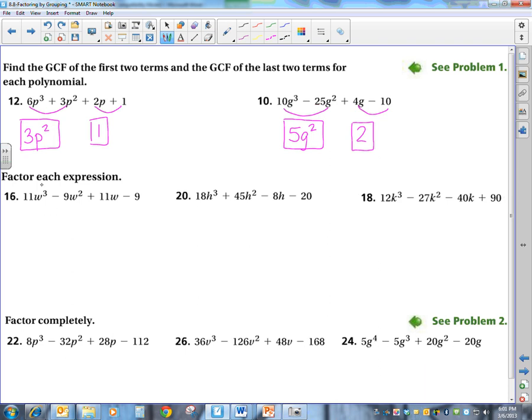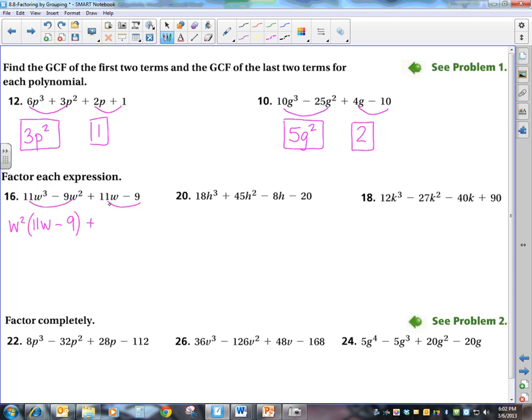Okay, so looking at 16, we are looking at pairing the first two, pairing the last two. So I look at those. 9 and 11 have nothing in common, but these both have a variable. So I'm going to take out my w with the smaller exponent, w squared. That leaves me with 11w. I had 3 up here. I took out 2. That leaves me with 1 left, minus 9. I have w. I have 2 up here. I took out 2. I don't have any left.